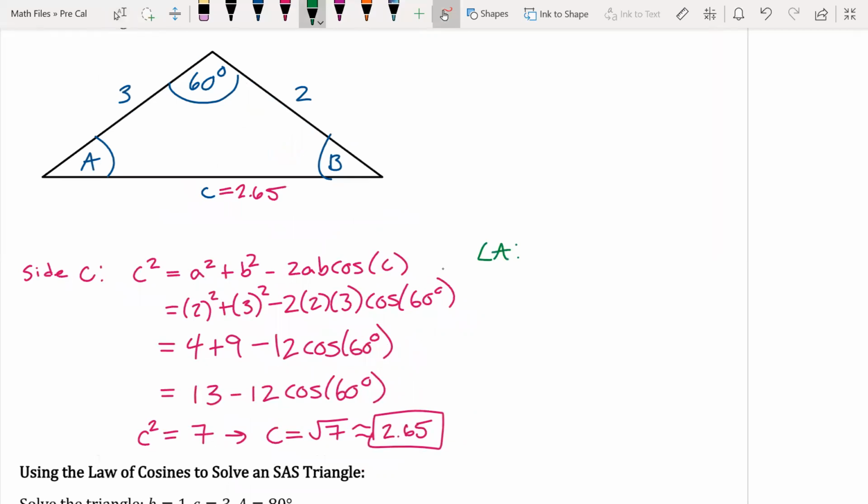If we're going to go for angle A, we're going to get that A is equal to the inverse cosine of negative A squared plus B squared plus C squared over 2BC. And now plug in A, B, and C.